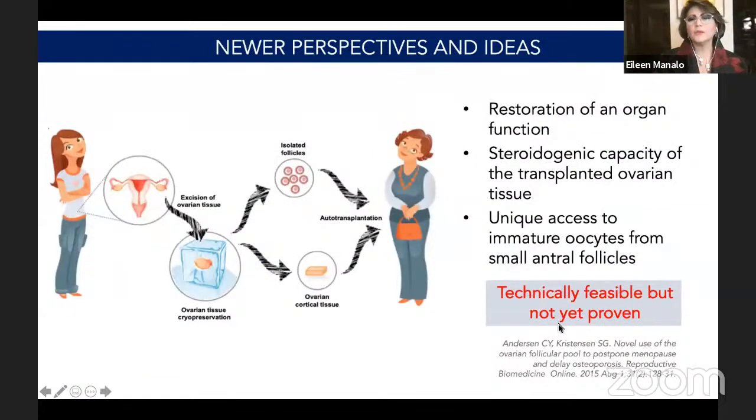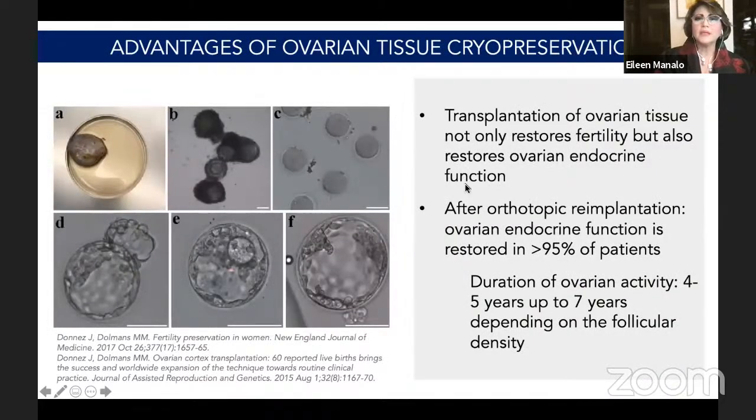And we know that this is technically feasible. It's been done for 20 years. But as far as menopause management is concerned, it's still not proven. In contrast to other fertility preservation methods like egg freezing or embryo freezing, with ovarian tissue cryopreservation, the transplantation of ovarian tissue not only restores fertility, it also restores ovarian endocrine function, so that after orthotopic reimplantation, you find that more than 95% of these patients would have restoration of their ovarian endocrine function.